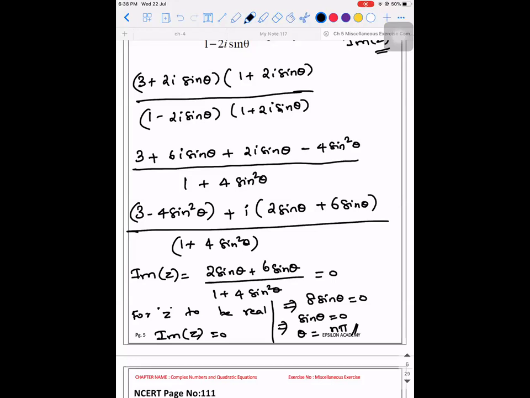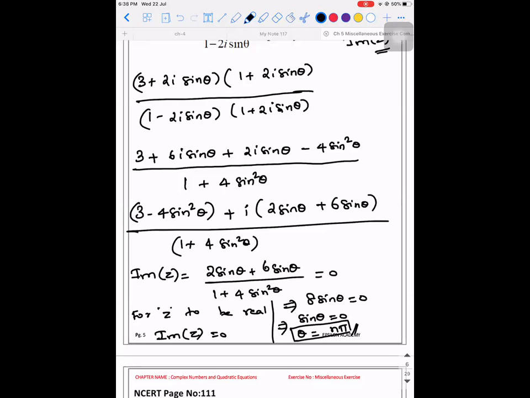So as of now, theta is equal to n pi, which is called the integral multiple of pi. Okay, so make a note of it. n is any integer. Any integer multiplied with pi, you will get the answer as 0.